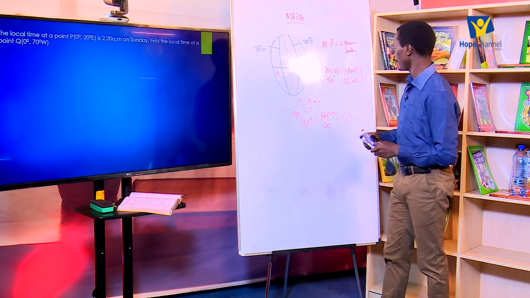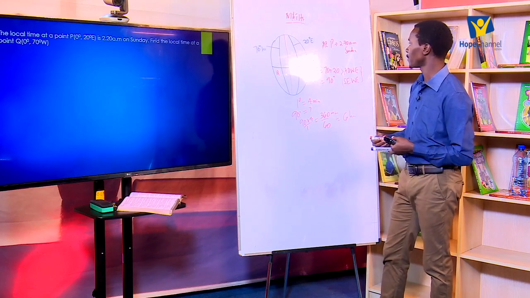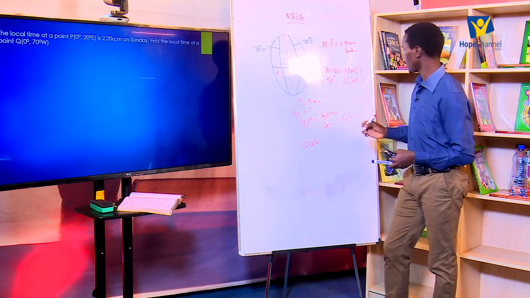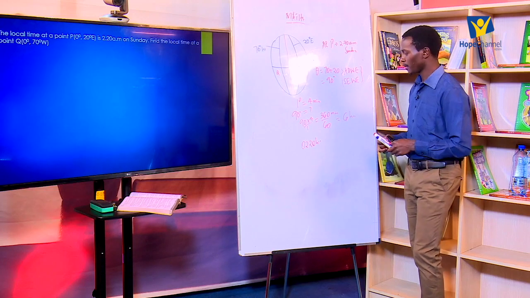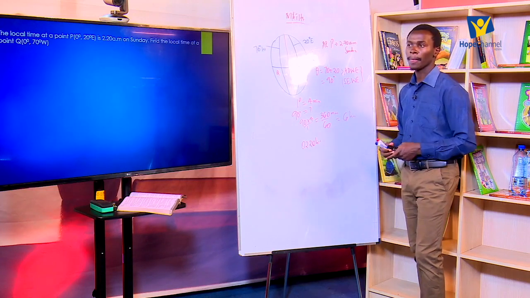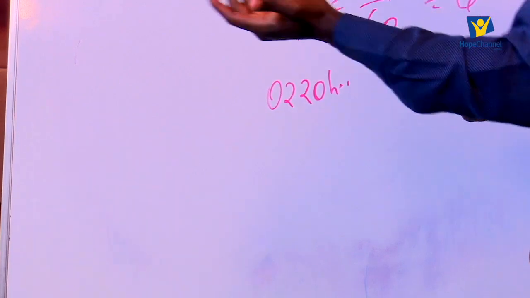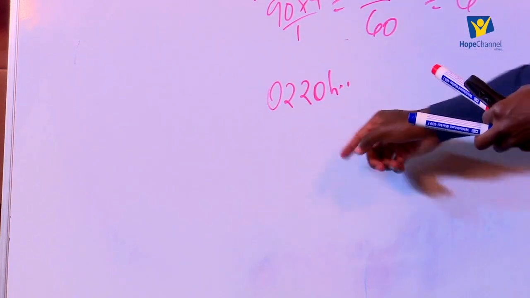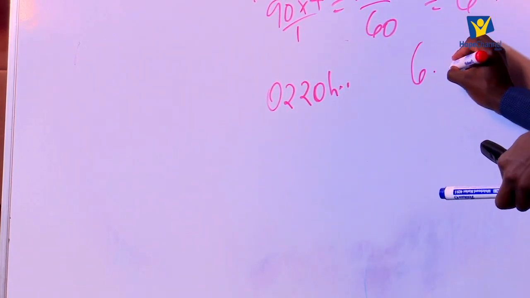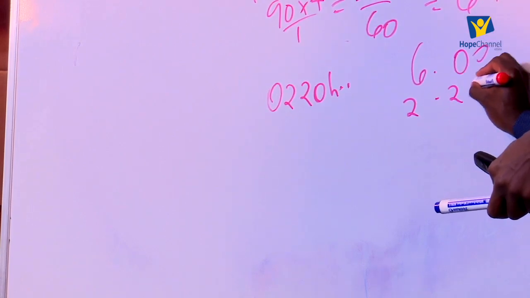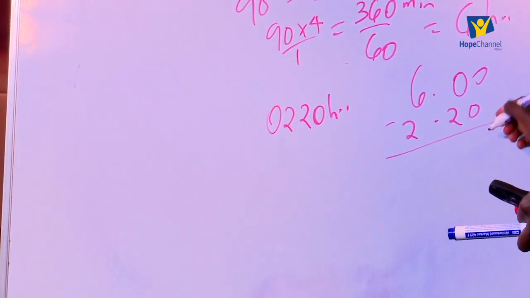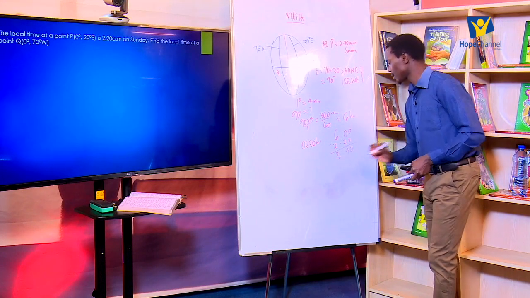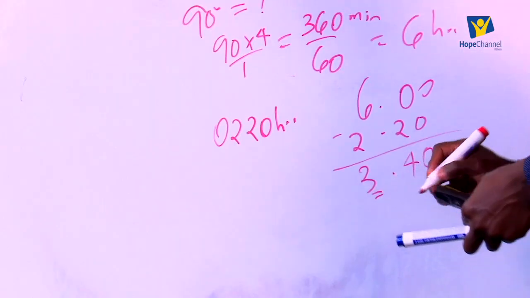So we have 2:20 a.m., which in the 24-hour clock system is 0220 hours. And then we are going to subtract 6 hours. Before we get to 0220 hours, we shall have gone 2 hours 20 minutes after midnight. So from the 6 hours, you subtract 2 hours and 20 minutes. 6 hours minus 2 hours and 20 minutes gives you 3 hours and 40 minutes. So it is 3 hours and 40 minutes before midnight.